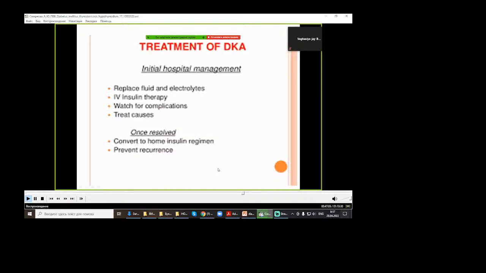Treatment of diabetic ketoacidosis includes replacement of fluid and electrolytes, intravenous insulin therapy, monitoring of complications, treatment of causes, for example, infection, and prevention of recurrence.